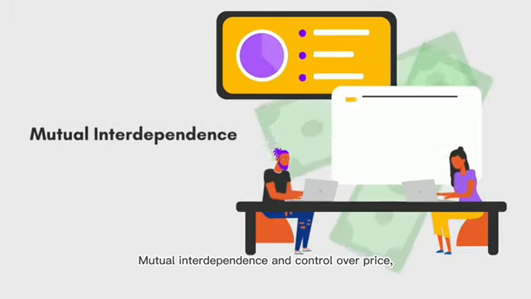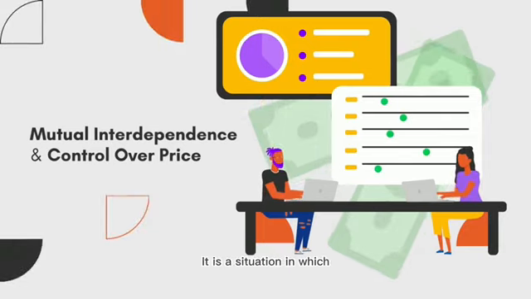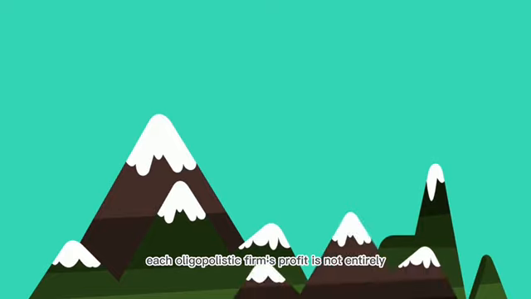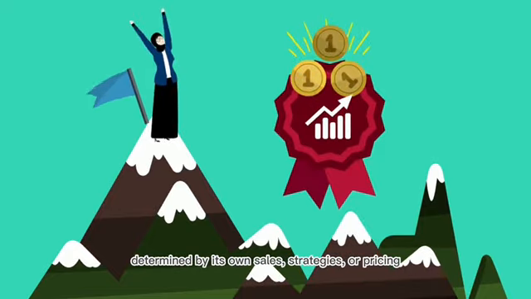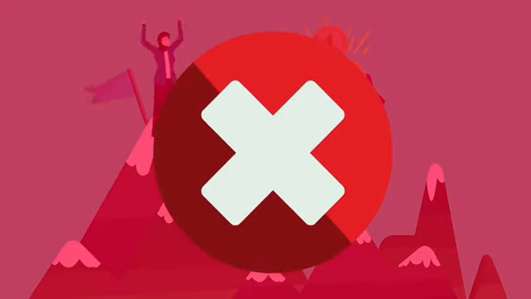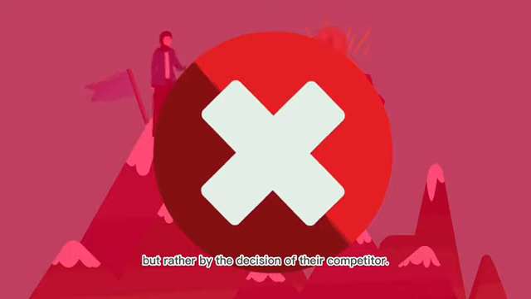Mutual interdependence and control over price. It is a situation in which each oligopolistic firm's profit is not entirely determined by its own sales strategies or pricing, but rather by the decision of their competitor.